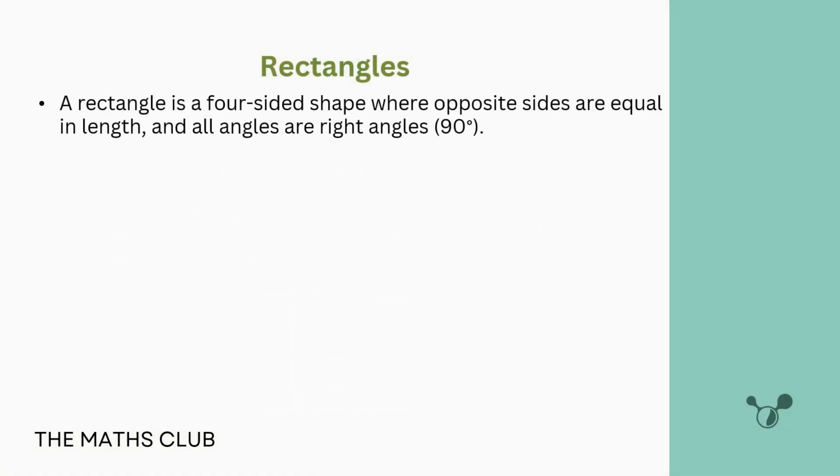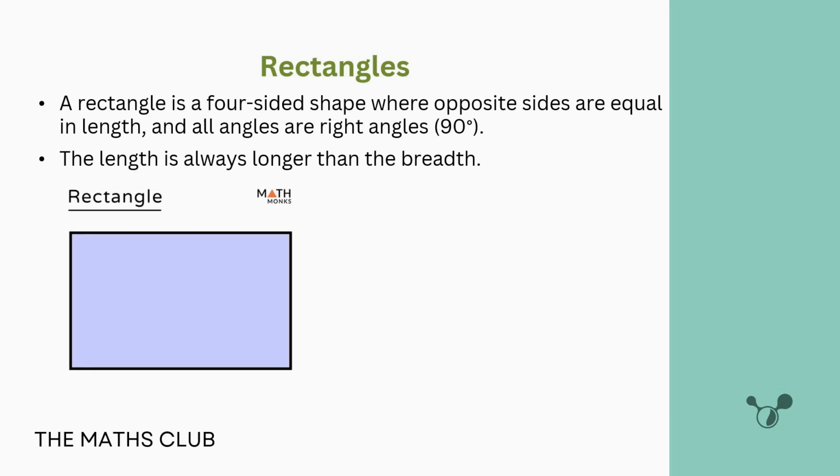Rectangles. So what is a rectangle? Basically it is a 4-sided shape. Opposite sides are equal in length and all the angles are right angles. The length of a rectangle is always longer than the breadth. I'll say that again. The length of a rectangle is always greater than the breadth. That will guide you in many questions and in drawing the correct diagram.